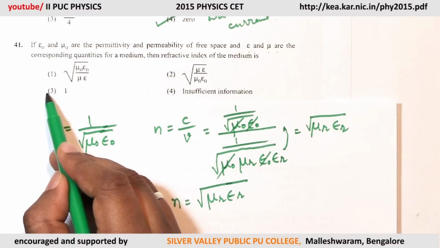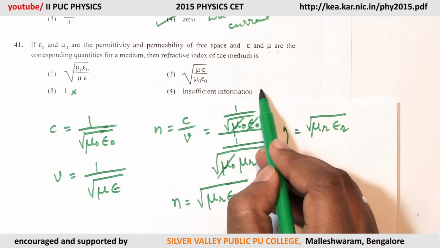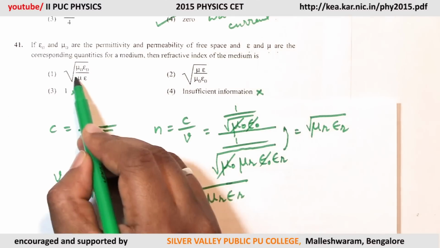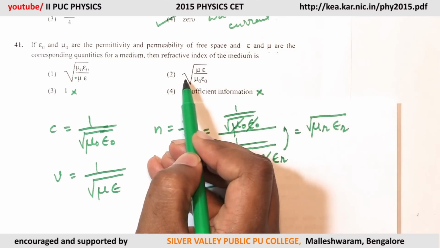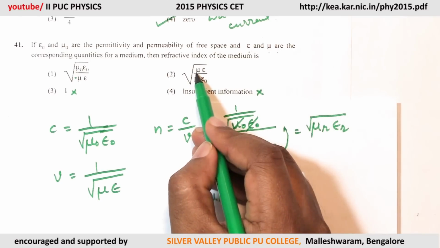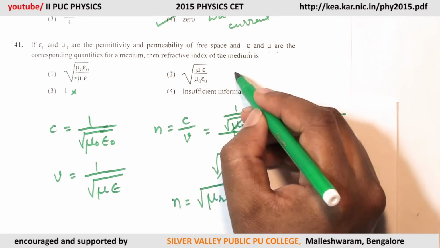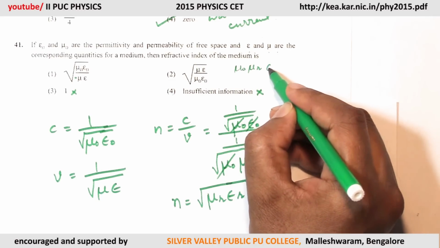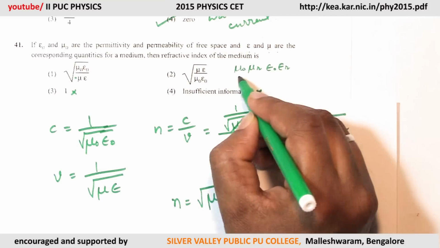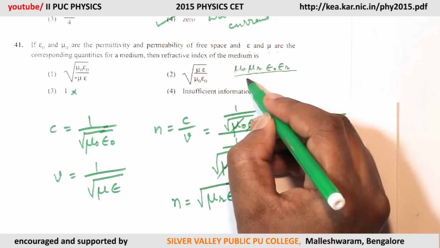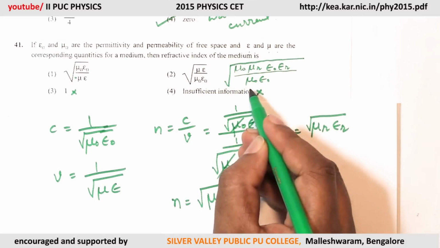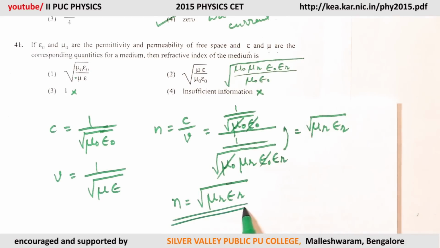This is not the answer. Insufficient information? No. We have to decide between these two. This numerator has mu naught mu r epsilon naught epsilon r, and the denominator is mu naught epsilon naught, under root. You simplify, you'll get this.